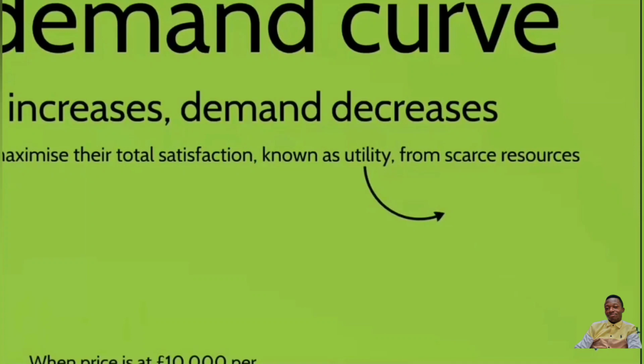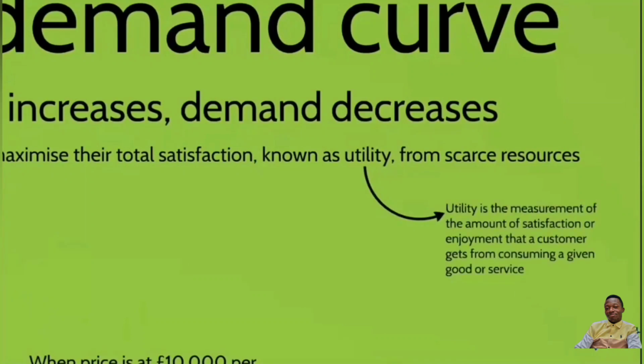We haven't seen that word utility, so very quickly I'm just going to explain that utility is simply the measurement of the amount of satisfaction or enjoyment that a customer gets from consuming a given good or service. In simple terms, as the price rises, we believe we're getting less value for money, so less enjoyment and satisfaction for the amount we're paying out, and we're therefore increasingly unlikely to buy it. For example, at £1.50, customers are getting sufficient satisfaction and enjoyment from the strawberries to part with their money, but at £3 they are not.